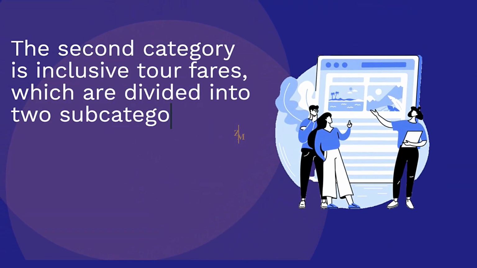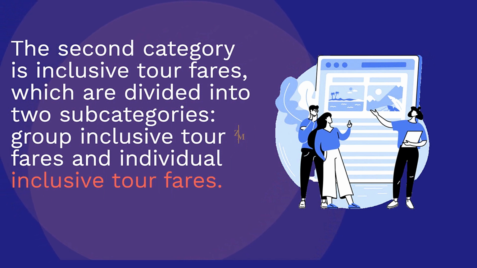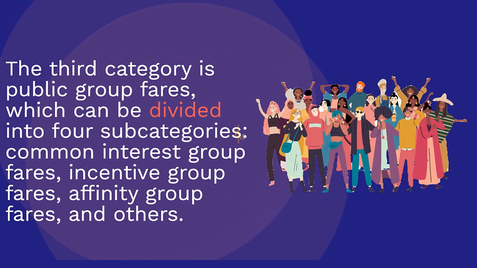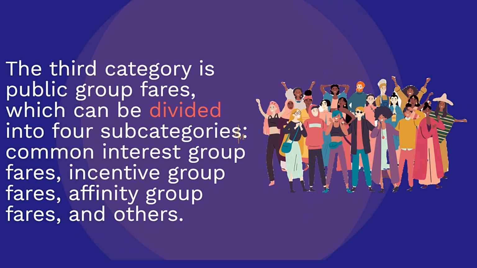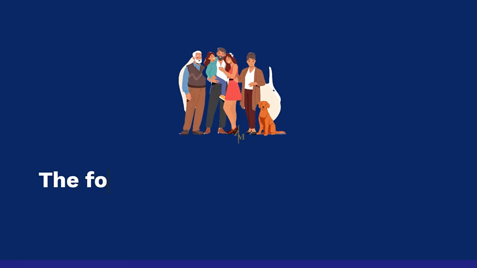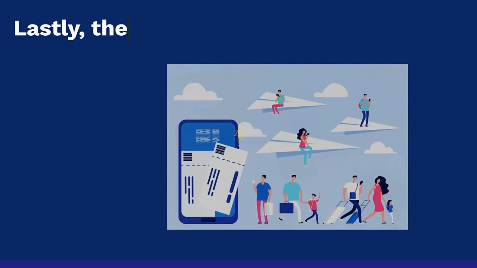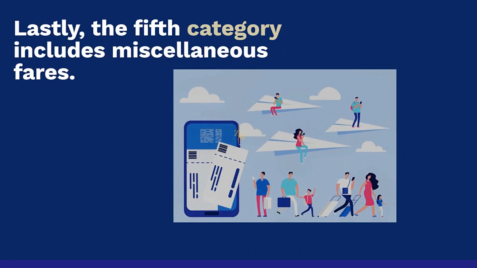The second category is inclusive tour fares, which are divided into 2 subcategories: group inclusive tour fares and individual inclusive tour fares. The third category is public group fares, which can be divided into 4 subcategories: common interest group fares, incentive group fares, affinity group fares, and others. The fourth category is reduced fares for specific categories of persons. Lastly, the fifth category includes miscellaneous fares.